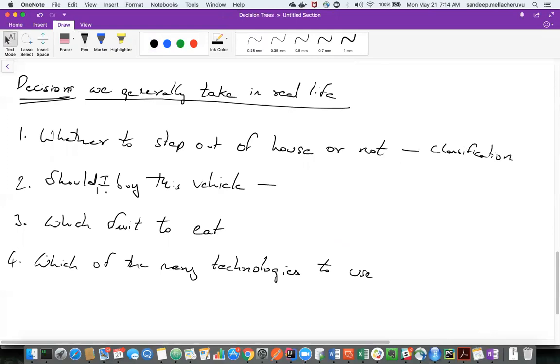Would it be regression because you're comparing a lot of things, or would it be classification to make it simple, whether it's yes or no? No, what is the answer for this? Should I buy this vehicle? In general, do not worry about classification or regression. If I ask you, should I buy this vehicle, what will be your possible answers? Yes or no. Then what is the technique? Classification. Very simple.